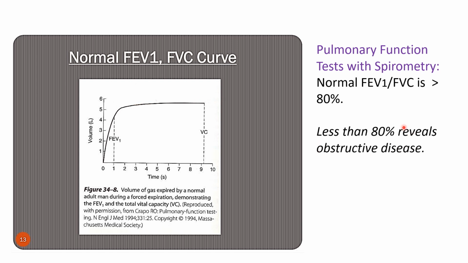If you have less than 80%, that means that you have some issue with moving air, and that's what we call obstructive disease. Something's in the way. You're choking. You've got a severe acute obstructive disease. You've got fibrosis of the airways, that sort of thing. Inflammation, asthma, and so forth. Obstructive. Your FEV declines, and so it flattens out.